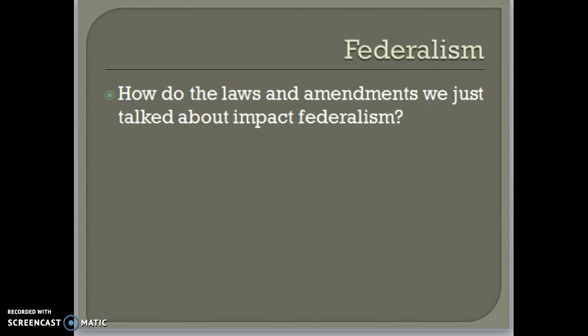So consider how those amendments and laws we just looked at, even the court cases, are going to impact federalism. Think back to that balance of power between state and federal governments. A lot of these are shifting power in favor of the federal government because states weren't doing their part. They weren't treating people equally or fairly, and so the federal government needed to step in to ensure that people's rights were being respected. And the 14th Amendment is huge in giving the federal government that power.